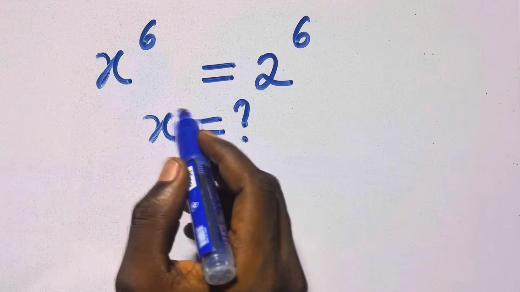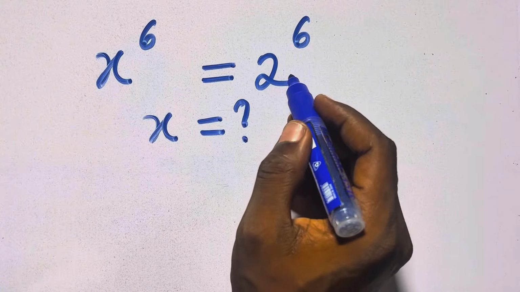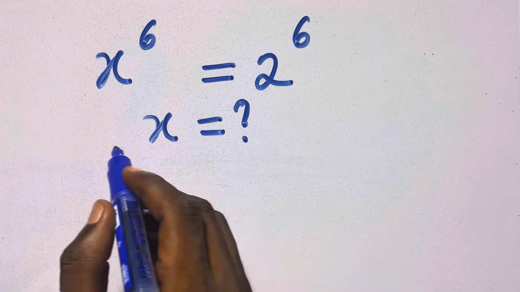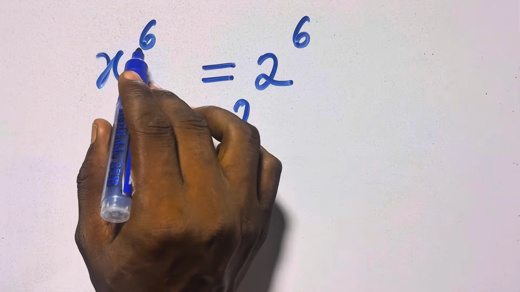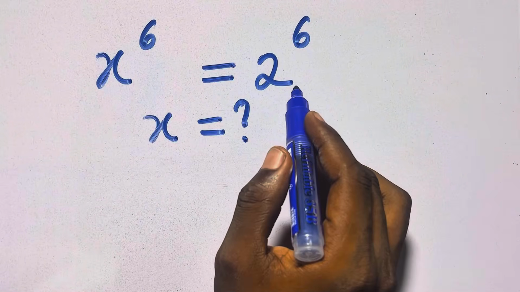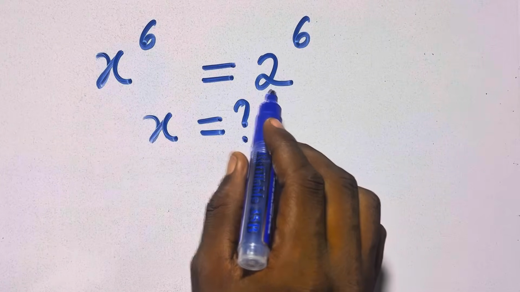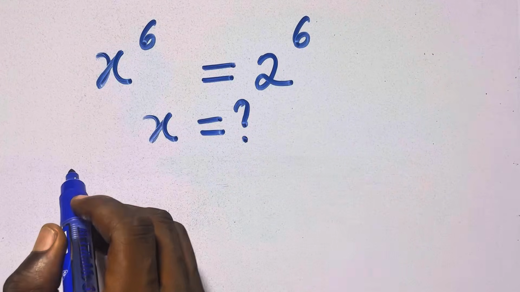We want to solve this nice exponential equation given x raised to the power 6 equals 2 raised to the power 6. We're asked to find x. I know the first thing that will come to your mind is x equals 2, because if you cancel the powers, x will be equal to 2. But I'm happy to tell you that if you get your x to be equal to 2 only, you will be very wrong. Or let me say you are totally wrong.